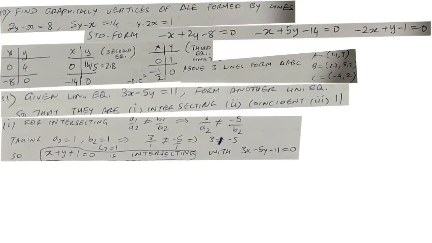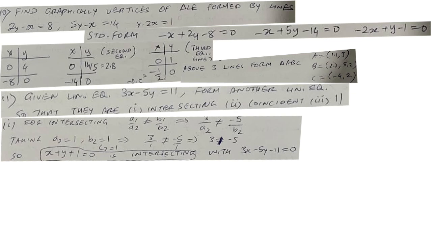Okay. Given the linear equation 3x minus 5y minus 11 equals 0, form another linear equation so that they are intersecting, coincident, and parallel. So they want you to give 3 more linear equations, one which is intersecting, one which is coincident, and another one which is parallel. For the intersecting case, we have to take it such that a1 by a2 is not equal to b1 by b2.